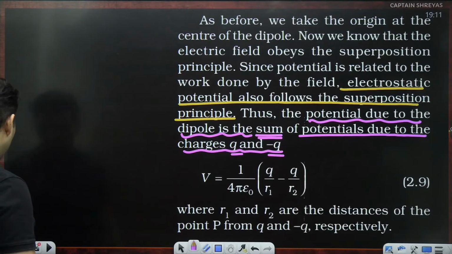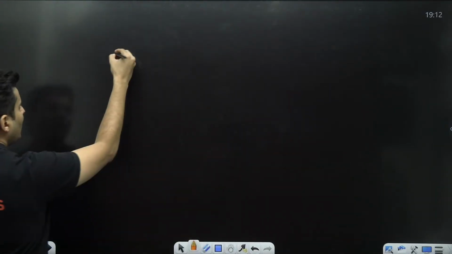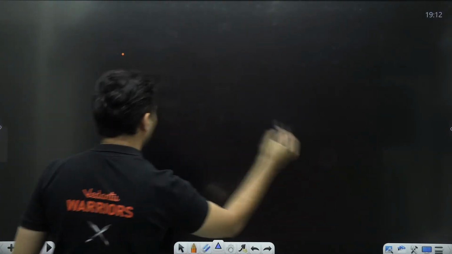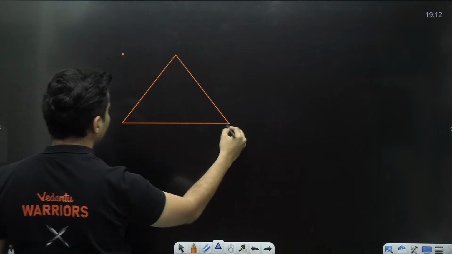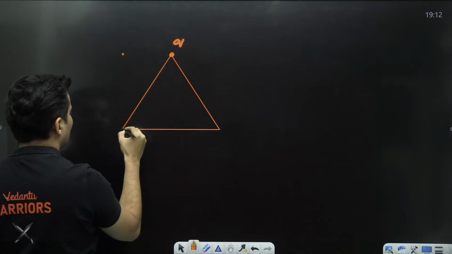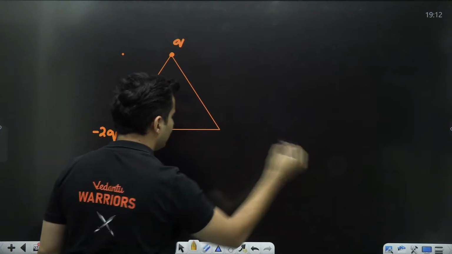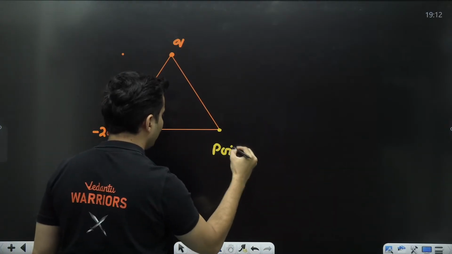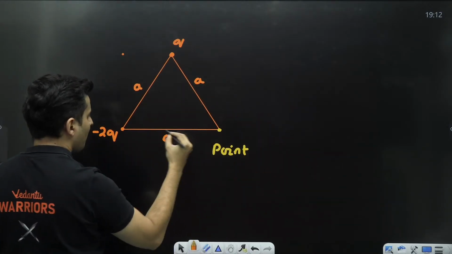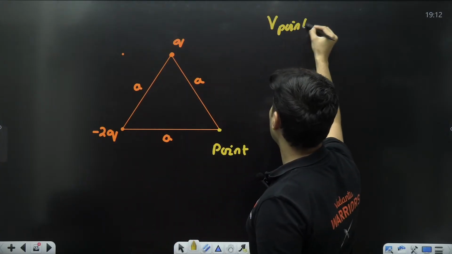Let me explain this first, what it means. Just imagine a triangle, like so. Imagine there is a charge q. Imagine there is a charge negative 2q. And let's say there is a point which I am considering over here. The side length is basically a. The question is, we have to find the potential at that particular point.